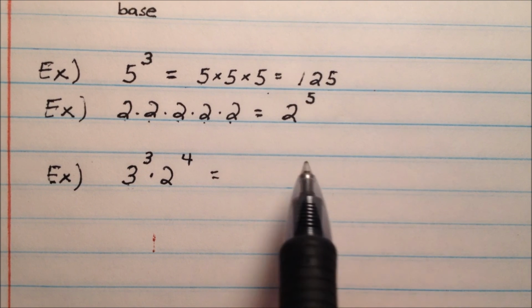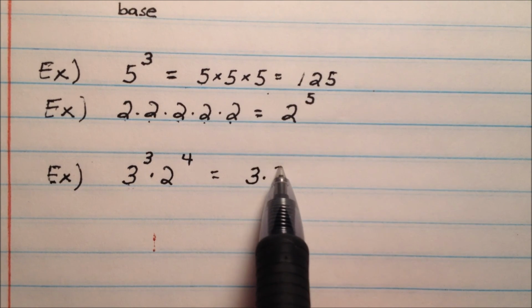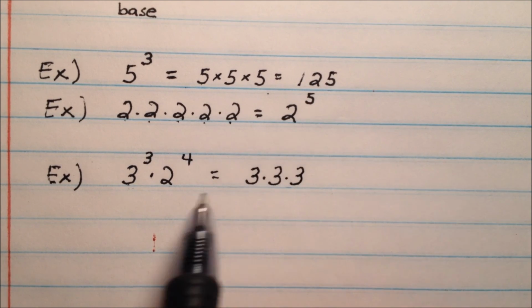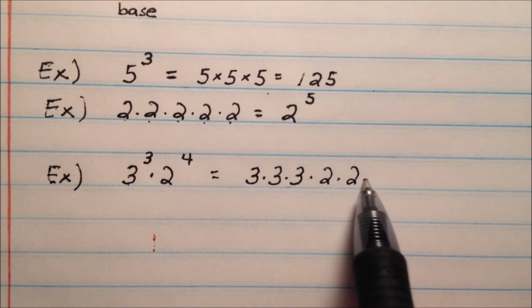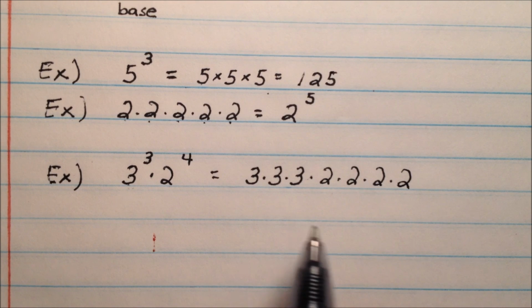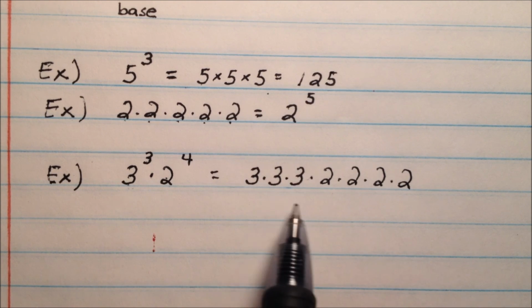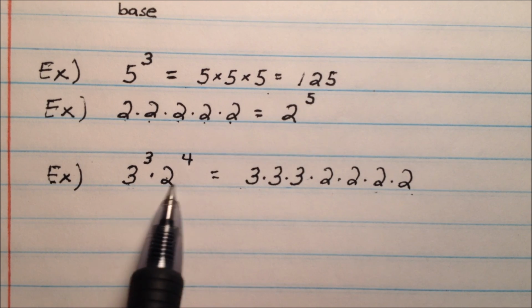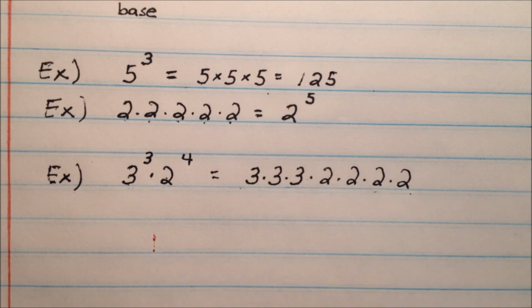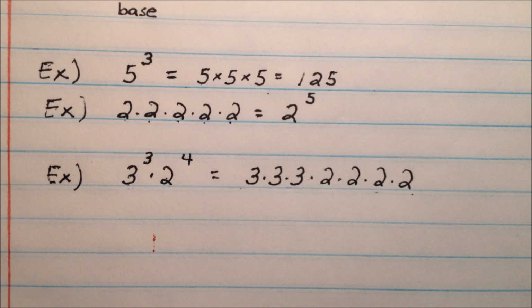So if we put this in expanded form, it'll look like 3 times 3 times 3, because we need 3 3's, and then times 2 times 2 times 2 times 2, because we need 4 2's. And then we could just go ahead and multiply this all out. I won't take the time to do that, but that's what this looks like in expanded form. So that is the definition of an exponent, and that's how we use them.